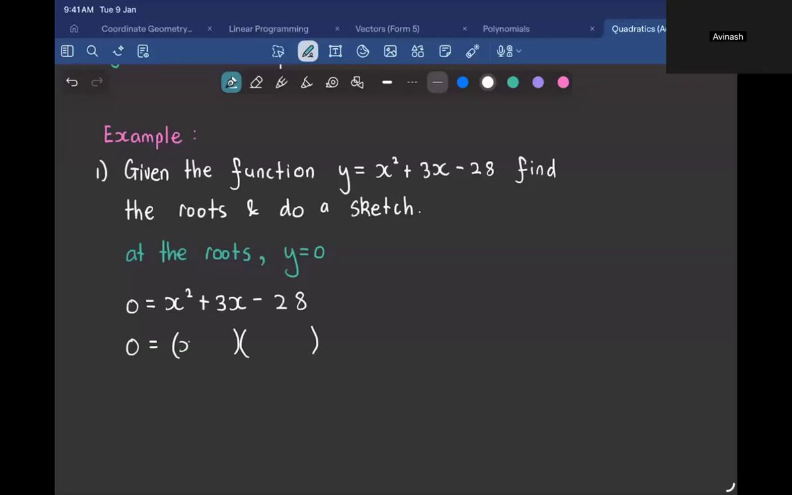x by x. Right? Next step, we're going to look at the last term. The last term here is minus 28. What two numbers could multiply to give you minus 28, but add to give you what? 3x or 3? Not 3x, 3. So think of two numbers whose product would be minus 28 and whose sum would be 3.